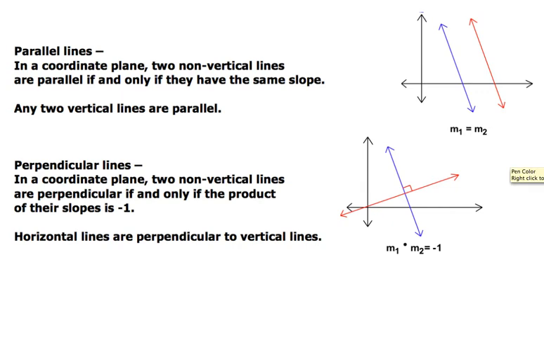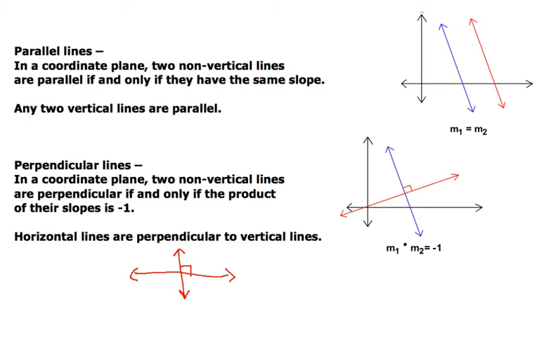So in a coordinate plane, two non-vertical lines are perpendicular if and only if the product of their slopes is -1. Horizontal lines are perpendicular to vertical lines. And that just kind of is a common sense thing. If you draw it out, a horizontal line will be a line that has a slope of 0, and then a vertical line is going to be a line that has an undefined slope. So they are going to be perpendicular.